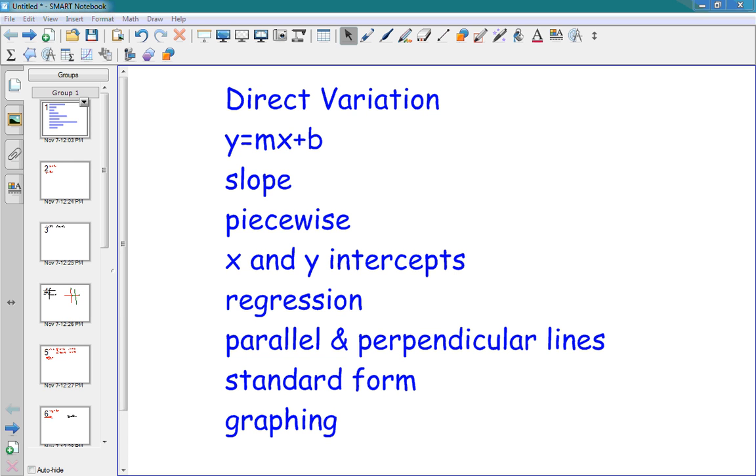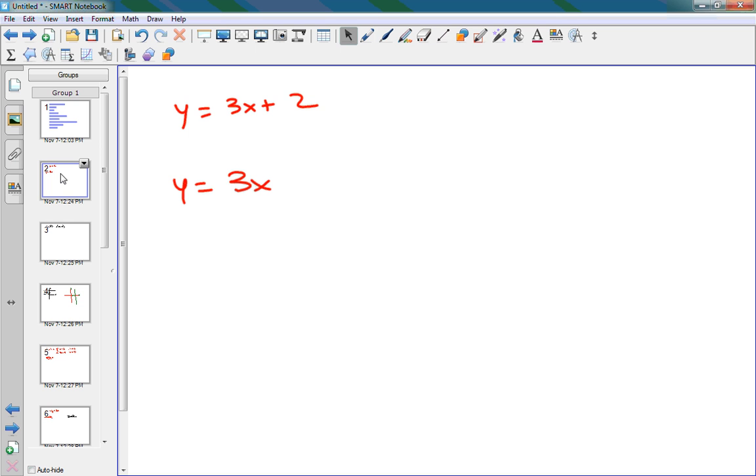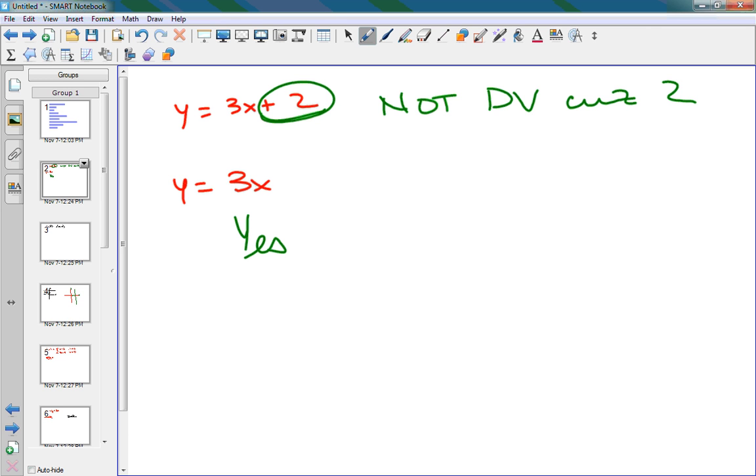Y'all with me? Direct variation: is y equals 3x plus 2 direct variation? No, it is not because of the 2. Is y equals 3x direct variation? Yes, it is, because your b value is 0. Do we understand that? Okay, that's on there. Also, something else is on there.